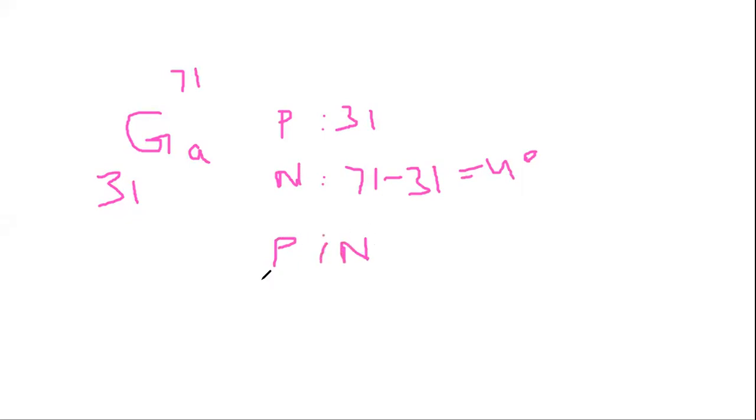The ratio means these are the 31, this is the 40, and you have to divide both by 31. The ratio will be 1 is to 1.29. Okay, so this is the ratio you have calculated. This is gallium 31-71.